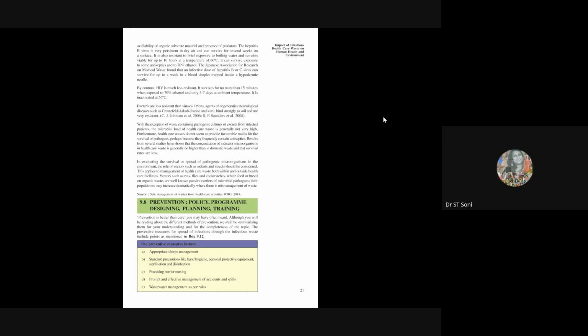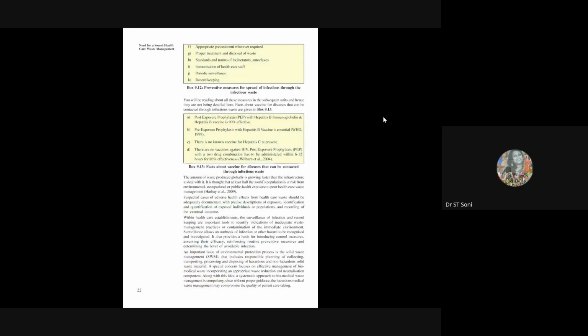And prevention policy, program, planning and training talk about appropriate sharp management, standard precaution, barrier nursing, and effective management of spills and wastewater management as per the guidelines. And pre-treatment wherever necessary, proper disposal, standard norms are supposed to be followed, immunization of the staff, periodic surveillance and record keeping.